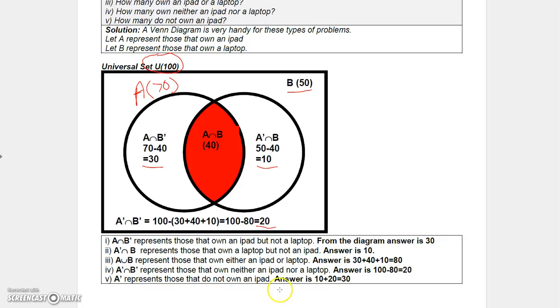And this last one's a little tricky. How many do not own an iPad? The iPad circle would be these people in here, so somebody might say 10 is the answer. But you have to remember that these people on the outside don't own an iPad either. So it's actually these 10 plus these 20, and so you get 30.